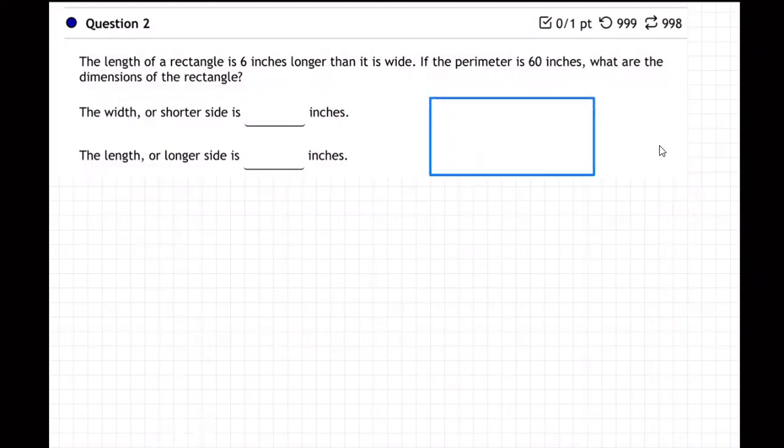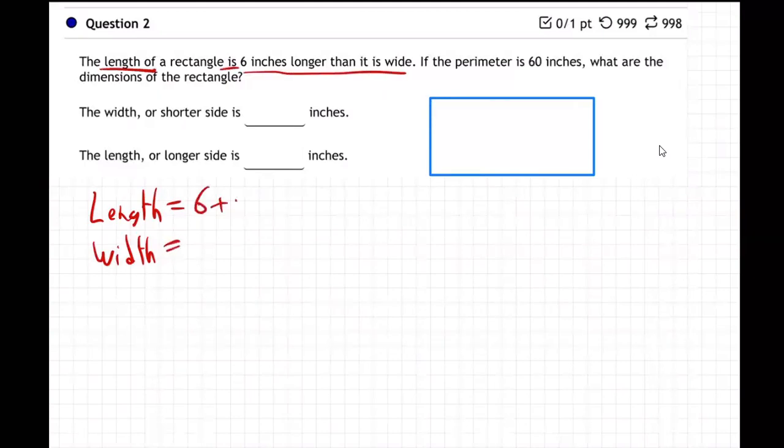So let me draw. You don't have to draw, but I think it might be helpful. It says the length. Come over here and I'll write length and width. And it says length equals 6 inches longer than it is wide. 6 plus width, where W is the width. See how it's saying that? Length is 6 inches longer than it is wide. 6 added to W, and this is just W for width.